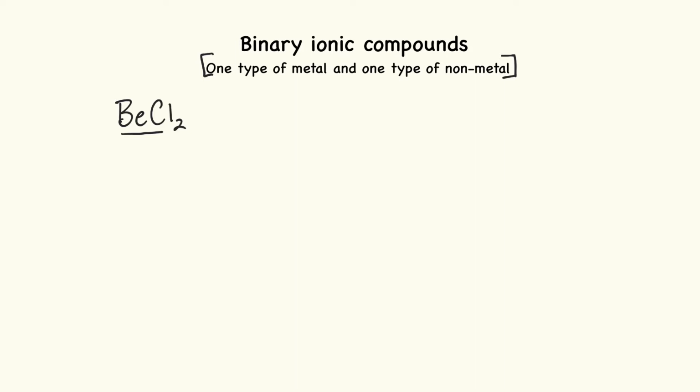The first thing you do is you write down the name of the metal by finding it in the periodic table. In this case, your metal is Be, which is called beryllium. Next, you will find the name of the nonmetal from the periodic table. In this case, your nonmetal is chlorine. But you're going to make a small change here. Instead of calling it chlorine, you are going to change the name of chlorine to chloride.